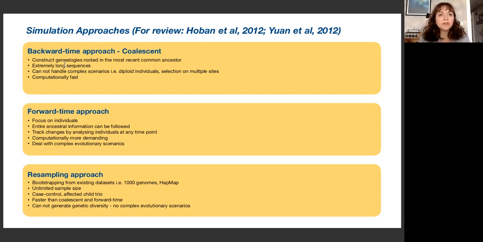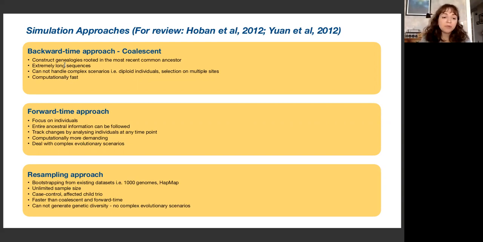The advantage here is that with the coalescent-based approach, you can simulate extremely long sequences. But the difficulty is that you cannot handle complex scenarios, like you cannot produce diploid individuals, or simulate complex polygenic selection patterns on multiple sites. But they're computationally fast. So depending on your question of interest, you can run the backward time approach.